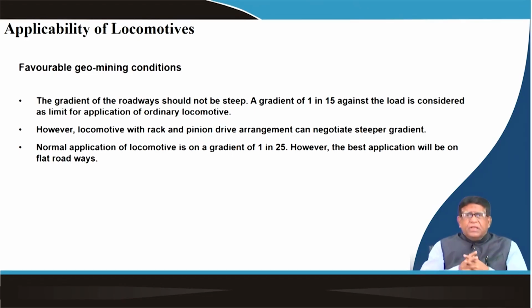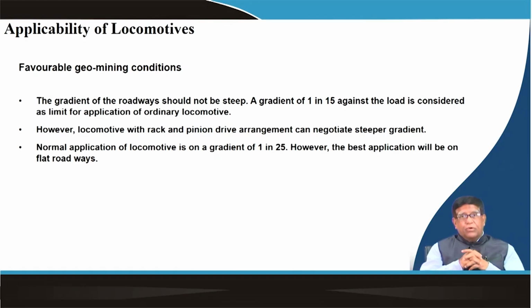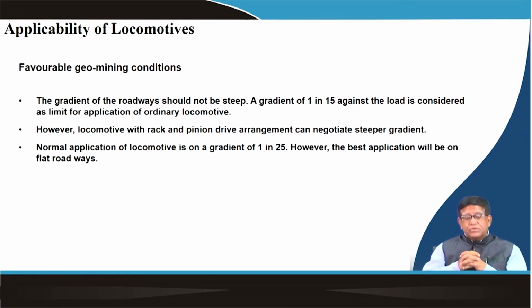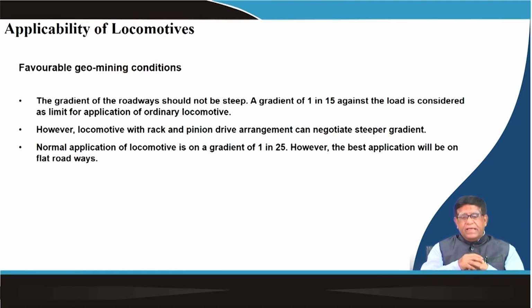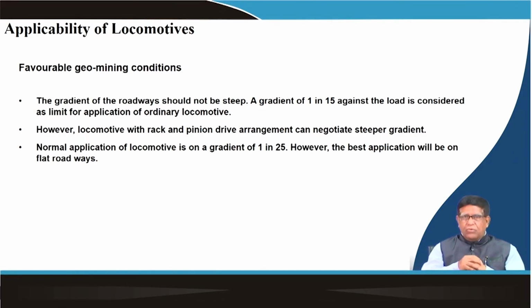Now, the second thing you need to know is where this locomotive will be applicable. In underground mining, the geomining conditions dictate whether you can use it or not. The gradient of the roadways should not be steep. This locomotive is not for very high inclines; it cannot work there. A gradient of 1 in 15 against the load is considered the limit. It cannot work on a gradient higher than this.